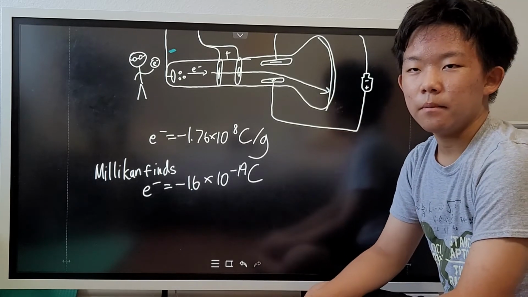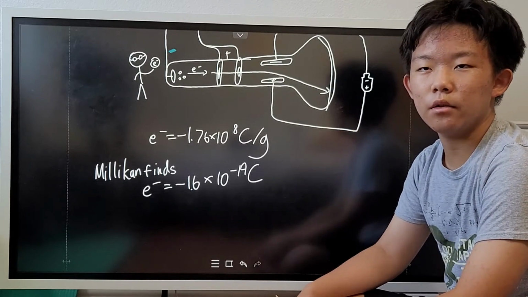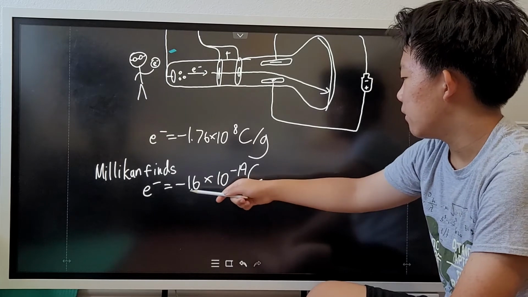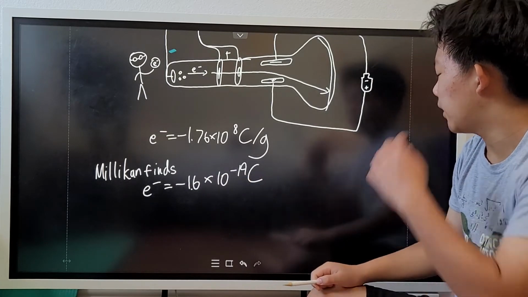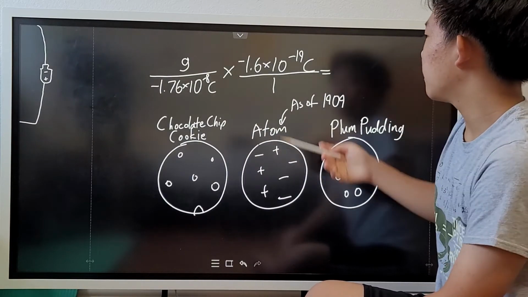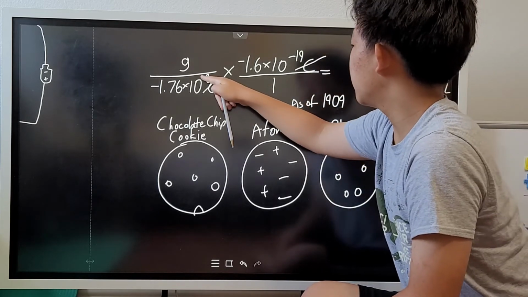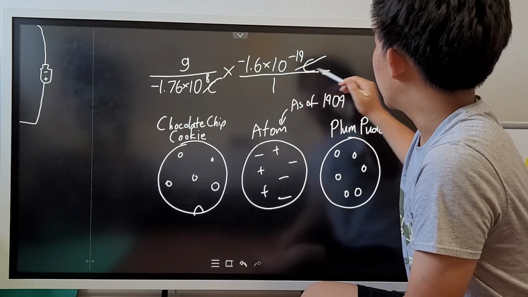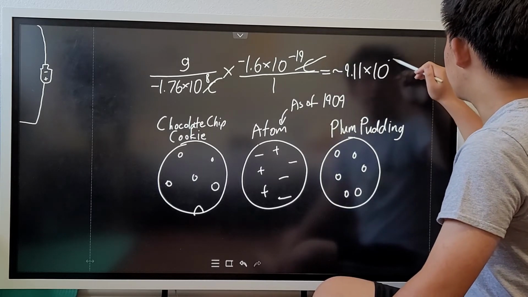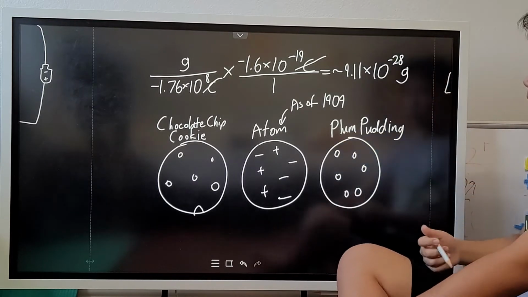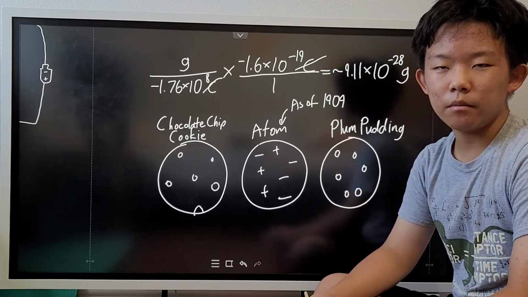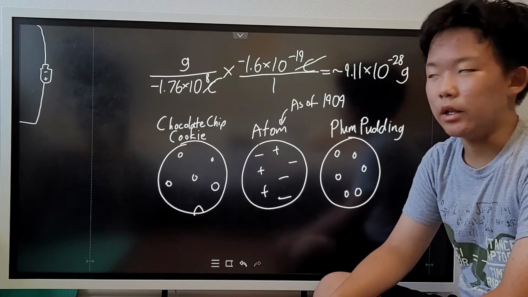A while later, Robert Millikan, another scientist, found that 1 electron has a charge of negative 1.6 times 10 to the negative 19 coulombs. So, if we just do some simple math, we can see that the coulomb unit cancels, and we get approximately 9.11 times 10 to the negative 28 grams. This is a very small number, and because of this, when you're writing the molar mass of a substance, you usually don't count the electron.